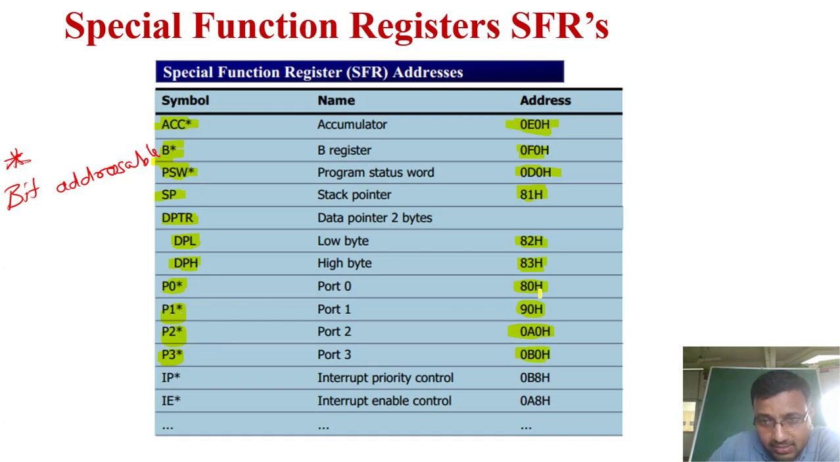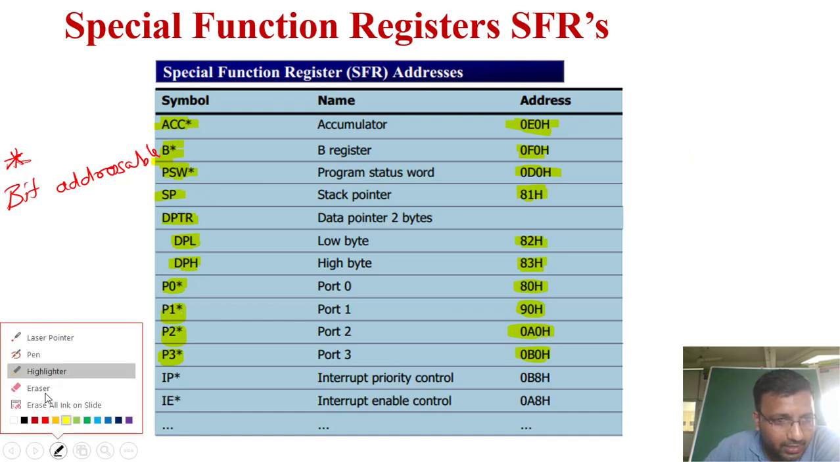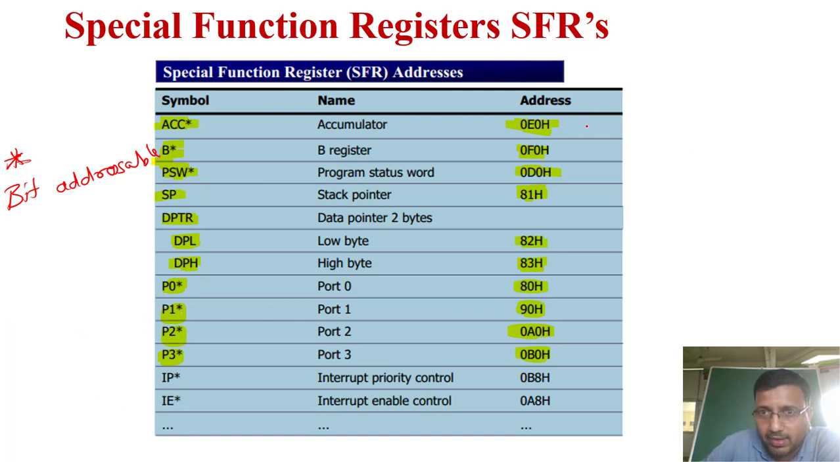So you have to remember the accumulator address. I will tick the addresses which you need to remember. You need to remember the accumulator, the B register, and then the port addresses: port 0, port 1, port 2 and port 3. It's very easy. You can start with 80, 90, 0A0 and 0B0. So you go straight forward: 8, 9, 10 and 11.